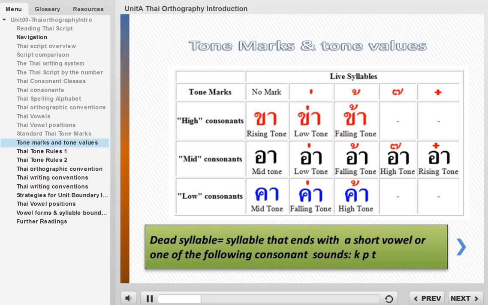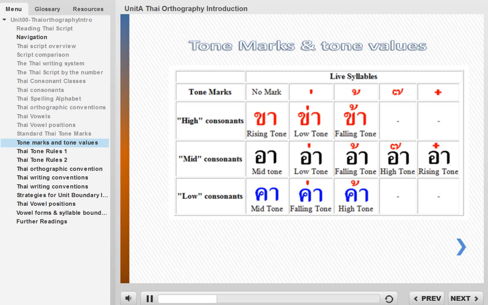A dead syllable is a syllable that ends with a short vowel or one of the following consonant sounds: gaw, baw, daw. Tone marks typically appear on live syllables. They can appear in combination with a certain dead syllable with low-class initial consonant too, but very rarely.